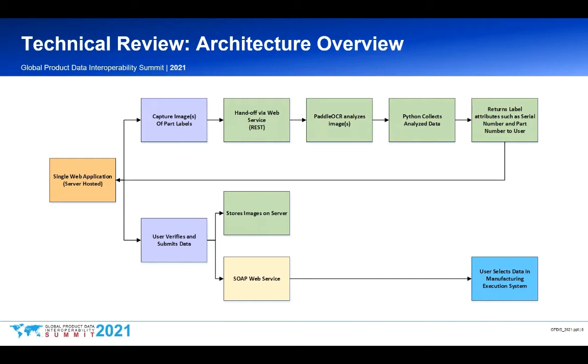out of the image, and after it does all that pre-processing and gets to that point, we return the label attributes such as the serial number, the part number to the user, and that goes back onto the web application. We have a mock-up in the next slide, but we'll go over it. But the user verifies, submits the data, and once we submit the data, it stores that image on the server.